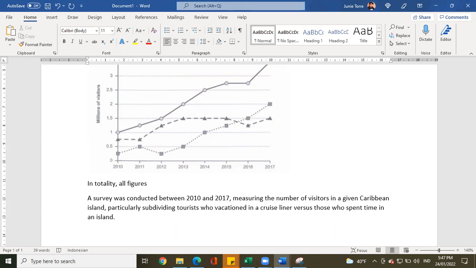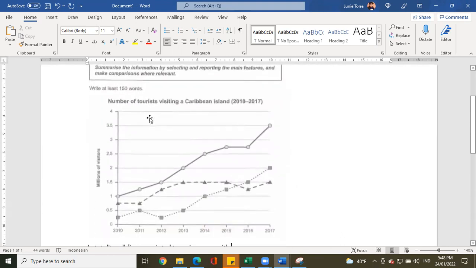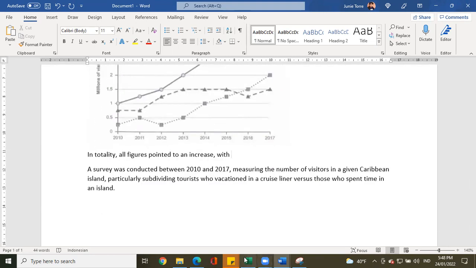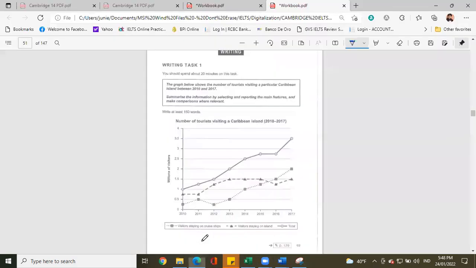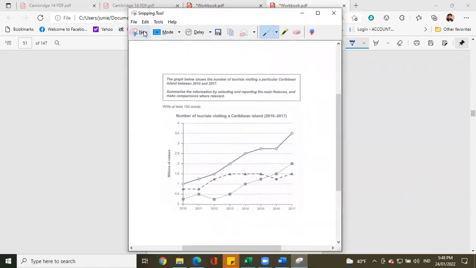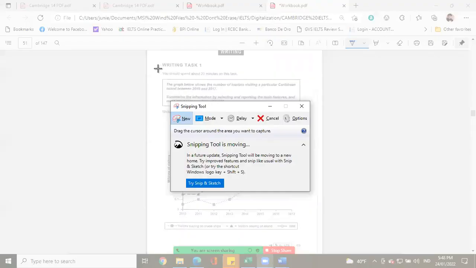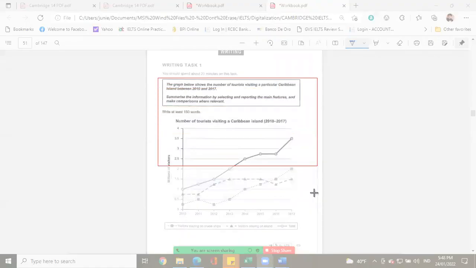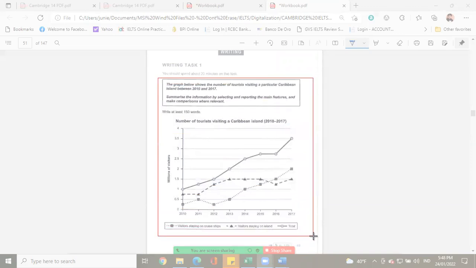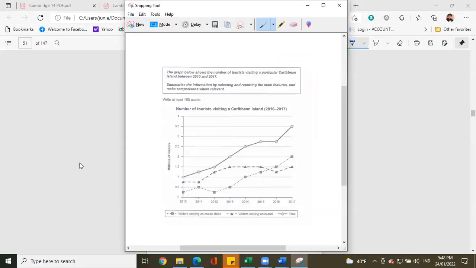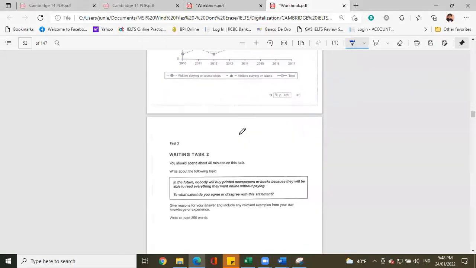all figures pointed to an increase with visitors. Sino ba yung mas malaki? Hindi ko na snip eh. I wasn't able to snip that part. Maybe I should make another snip. Ano yung square? Yun yung ano, island ba yun? Cruise ship yung square. So more visitors there. Okay.